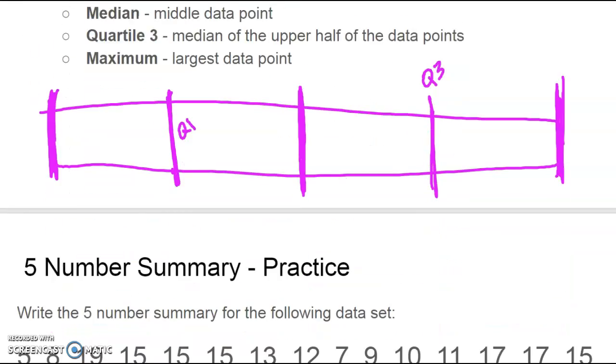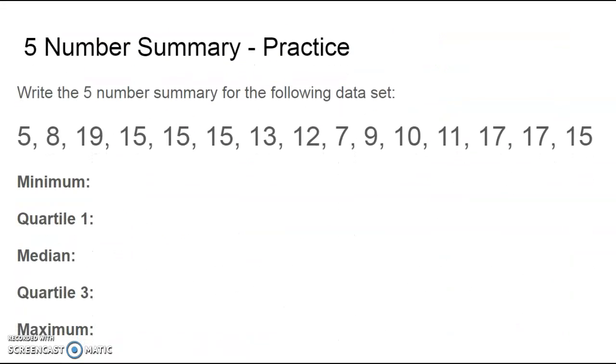Let's do an example where we have to calculate the 5-number summary. So here we have a data set, and I want to know the minimum, quartile 1, the median, quartile 3, and the maximum. So our first step is going to be to order these from smallest to largest.